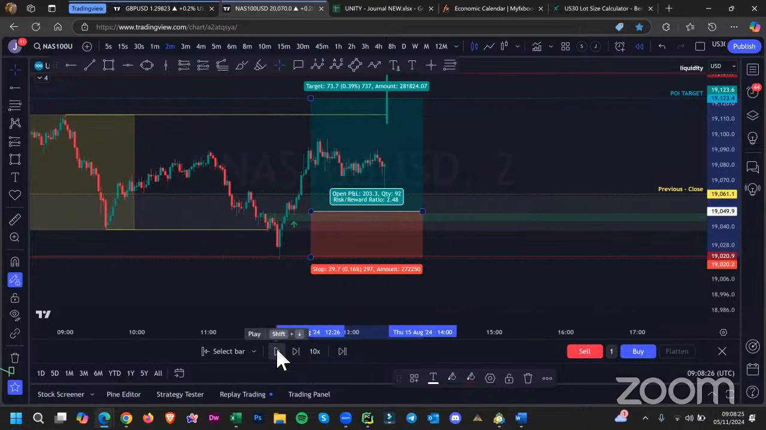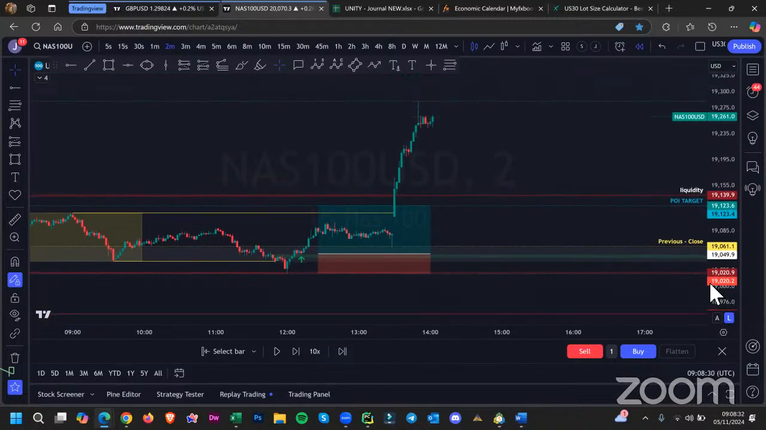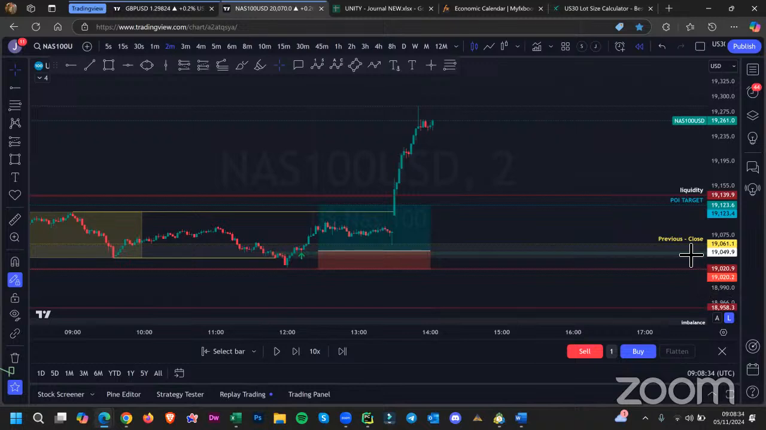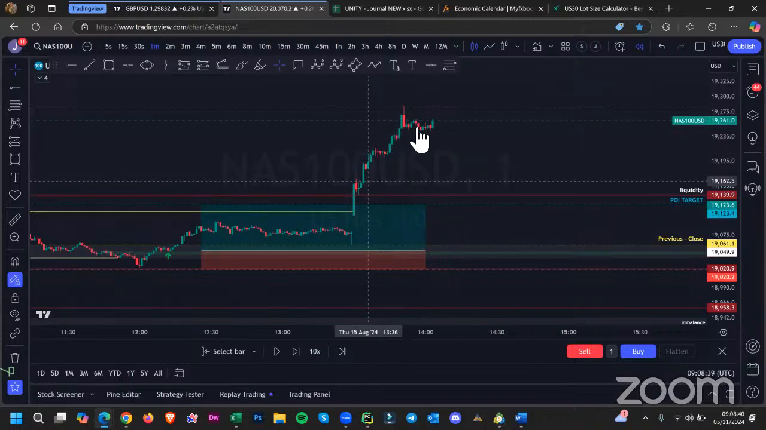Oh, delicious. Yeah. Now this one blasts through our potential point of interest differently. And if you was in this trade, you'd still be in this trade. I'll tell you why. Because the market hasn't. Why would you still be in this trade?